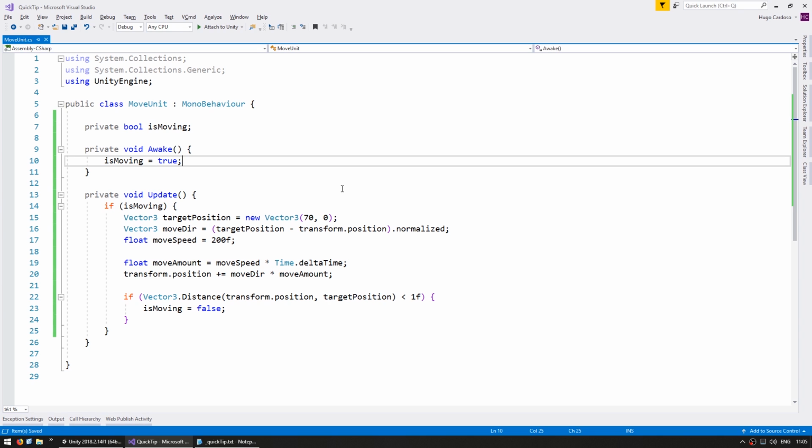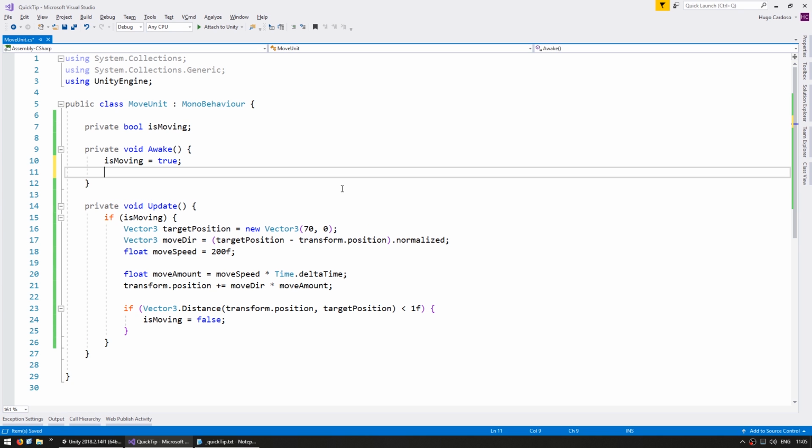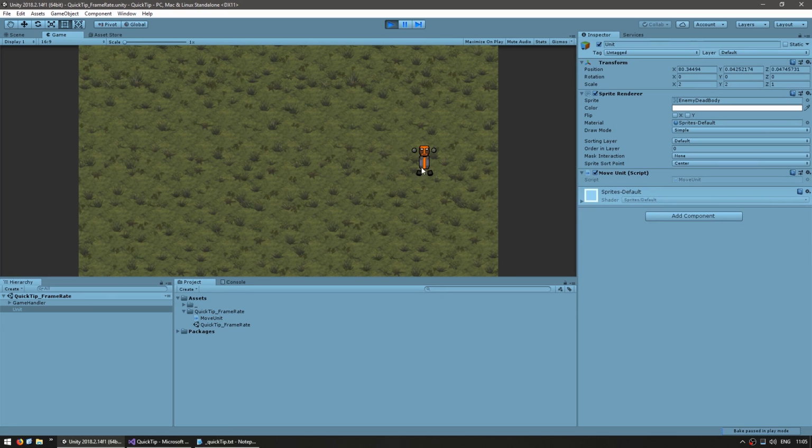However, in order to test, we can limit the frame rate by using Application.targetFrameRate. So in this case, let's limit it to 10 frames to see how this code would run on a computer with low specs. Okay, there's the unit, and yep, the unit moved from there to there, and that's the target position, but he's not stopping there as he was previously. He's jumping back and forth between two positions.